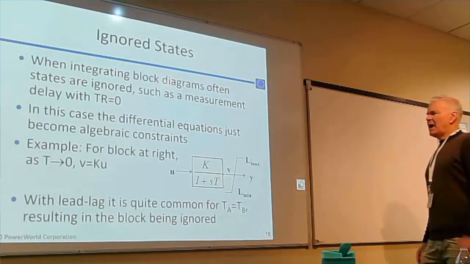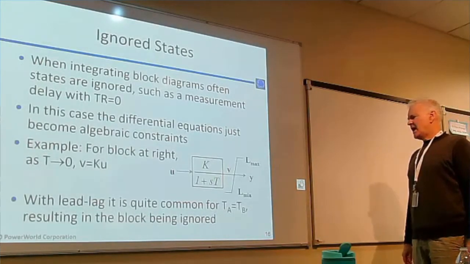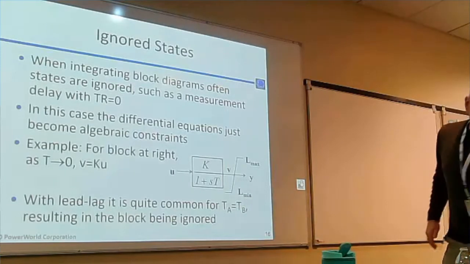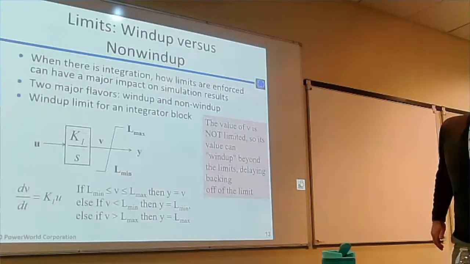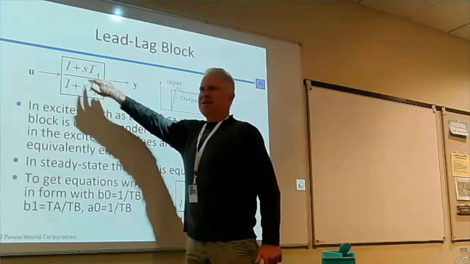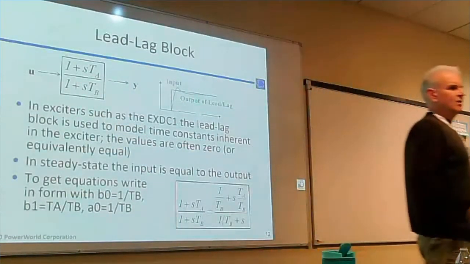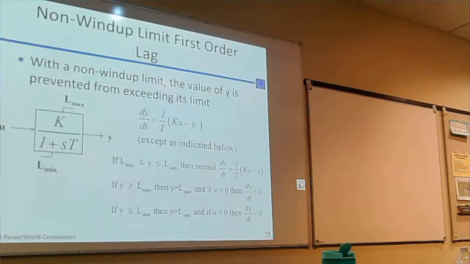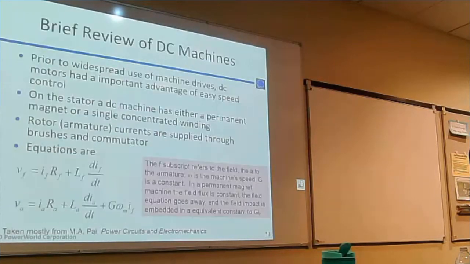With lead lag blocks, it's quite common to have TA equal TB, and if you go back to a lead lag here, if TA is equal to TB, they just cancel and it looks like 1, and any impact is just ignored. Okay, so I have to deal with that.